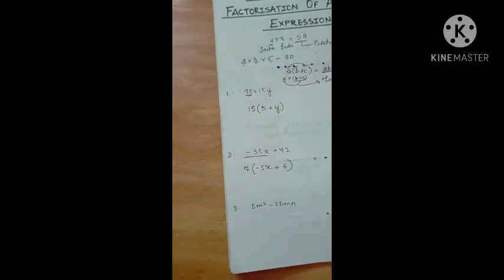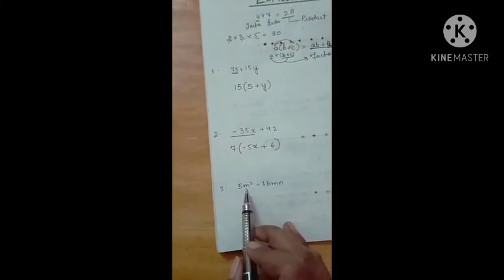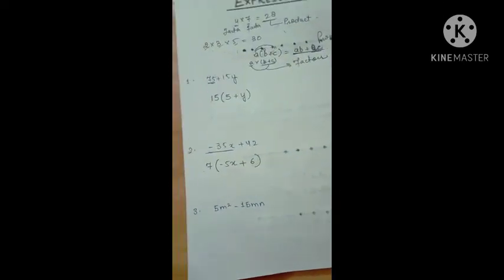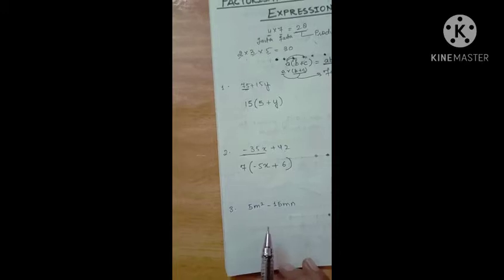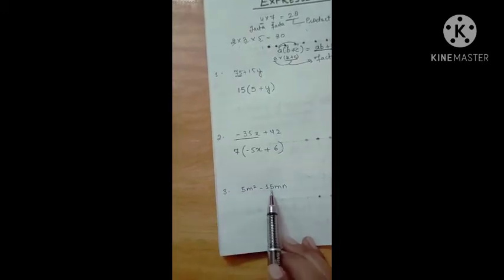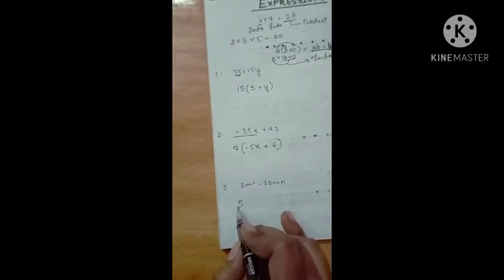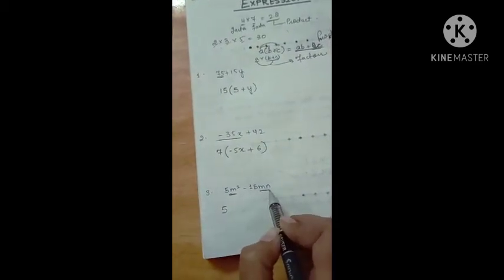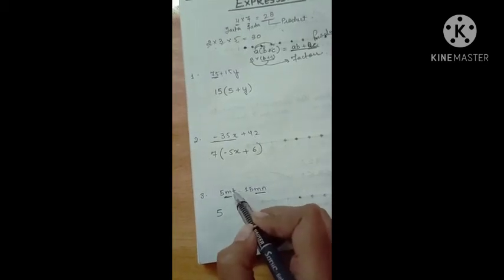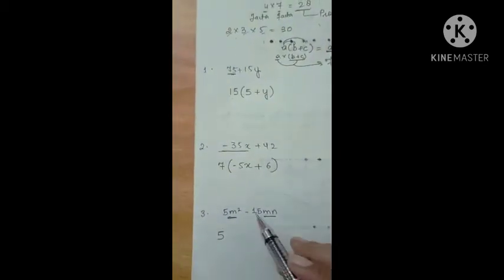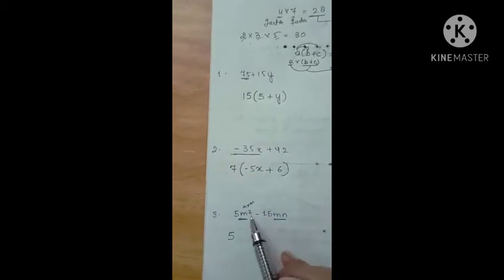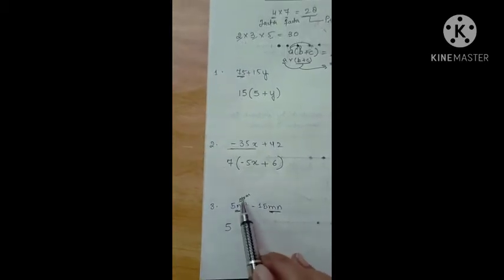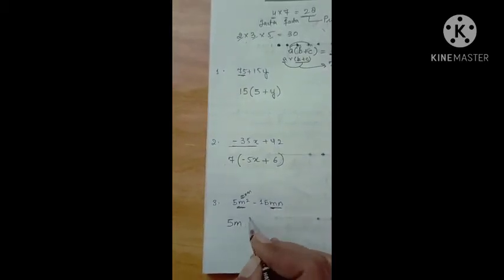Okay. Now see this one. Here we have 5m square minus 15mn. Here we can take 5, 5 1 times and 5 3 times. So here 5 is a common factor. And one more: here is m square and here is mn. M square means m multiplied by m. So m is here and m is also here. So we can take m common from here.